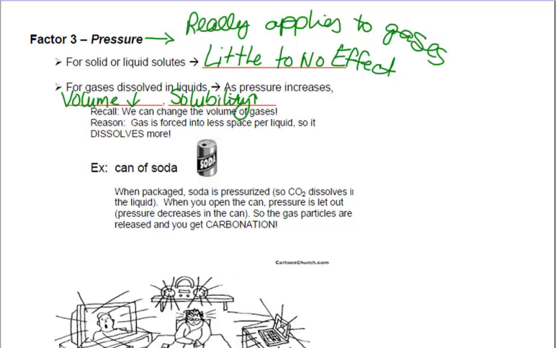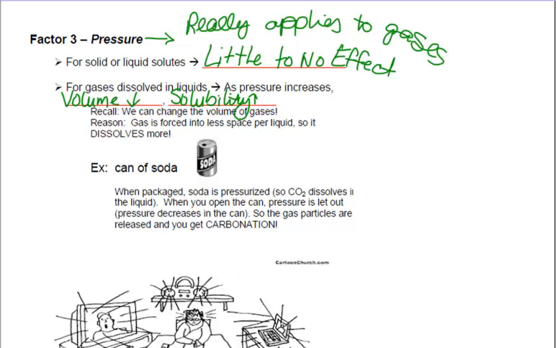All right, and then factor 3 is pressure, which really applies to gases. Now, there's little to no effect for solid or liquid solutes. If you think about it, if I put a liquid solute under pressure, what's really going to happen? The volume is going to change. But as far as solubility, you're not doing anything. You're putting pressure on it, and it's not going to increase your ability to dissolve. Same thing for a solid. You're just going to crush it, basically.